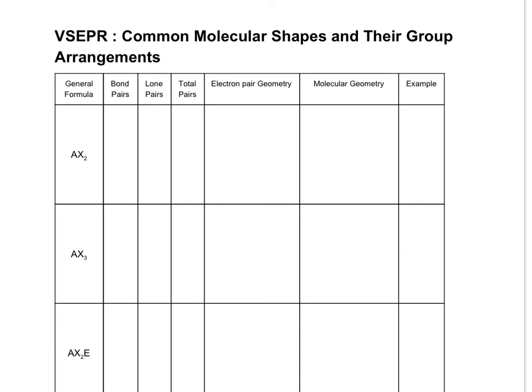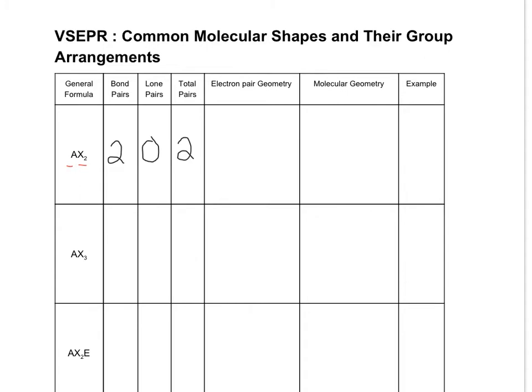So our very first example, AX2. This is telling us we've got the central atom A, and it's bonded to two atoms, X. There are no lone pairs of electrons because there's no E in the general formula. So we've got two bonding pairs, one pair for each X, and 0 lone electron pairs because there's no E in the formula. So if we add those two together, we have 2 pairs of electrons.